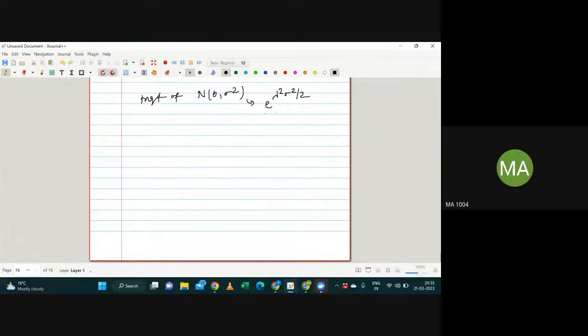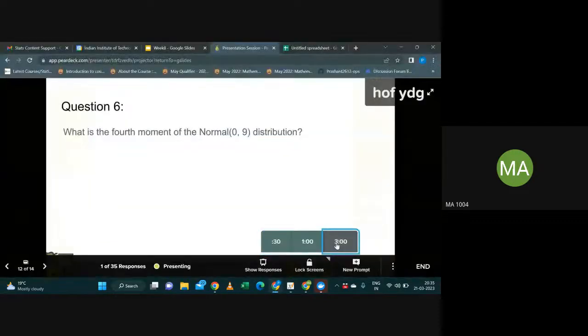This should be by heart. Suppose I ask the MGF of normal(0, sigma squared) in the middle of the night, you can directly say it's e raised to the power lambda squared sigma squared by 2. Just keep that in mind, it will help you. So the MGF of normal(0, sigma squared) is e raised power lambda squared sigma squared by 2. With the help of this, you have to find the fourth moment of normal(0, 9). Is the question clear for everyone?